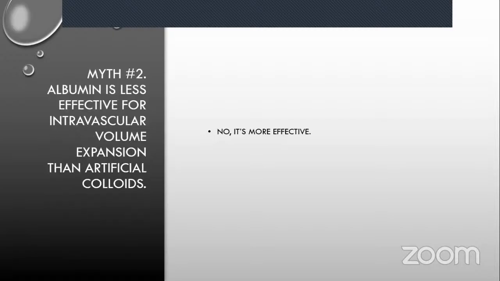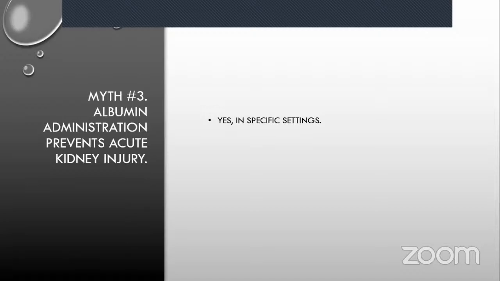Two, albumin is less effective for intravascular volume expansion than the artificial colloids. No, this is not true. Albumin is more effective. The ratios that we have seen, if you compare albumin with the colloids, albumin will expand it by 1.5 to 1.6, while the colloids may be 1.2 or 1.3. Three, albumin administration prevents acute kidney injury.